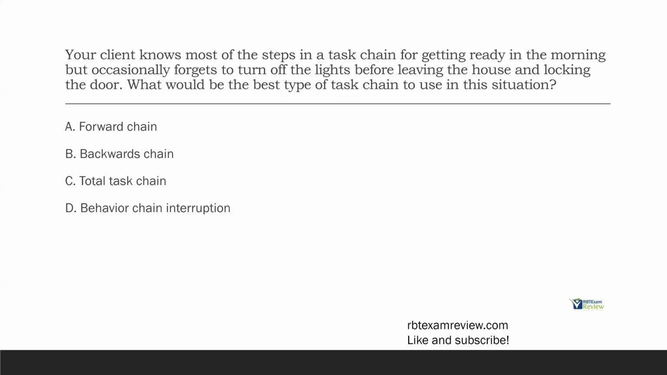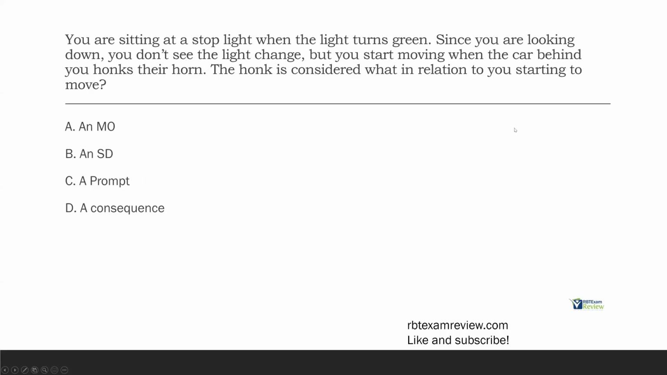Okay. Typically, we learn by total task, right? We just do the task, the total task over and over, and we eventually learn it. Okay. So those are 2 main reasons we use the total task chain. If they know most of the steps, 1, or if they're really good learners, 2. And the behavior chain interruption. Behavior chain interruption is a strategy where we are interrupting a known chain to try to evoke a new behavior, which we're not doing here. We're trying to teach a behavior that is part of the chain. C is going to be our best answer.